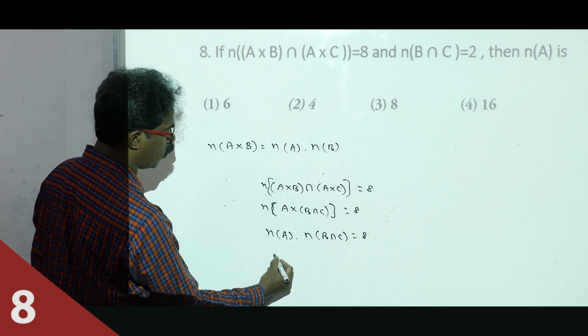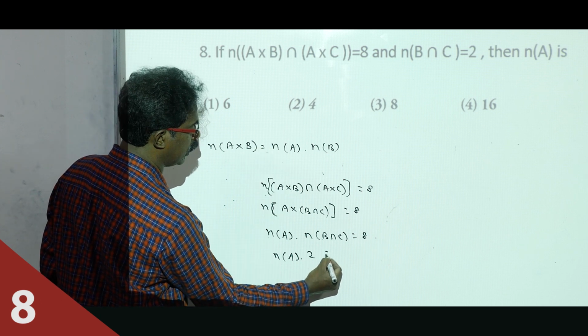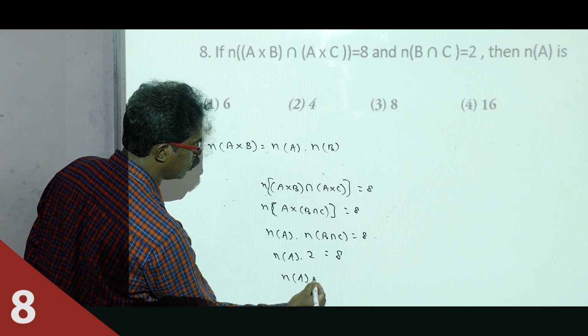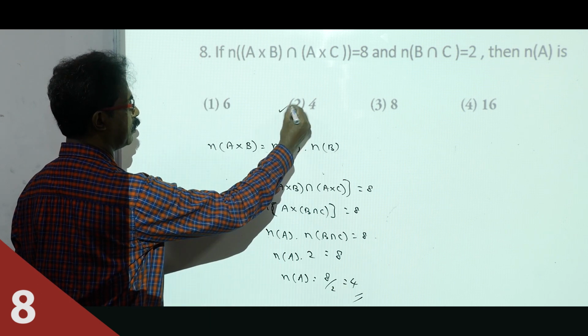N of A is what we want to find. N of B intersection C is given as 2. So N of A is equal to 8 by 2. So the answer is 4. So the correct option is 2.